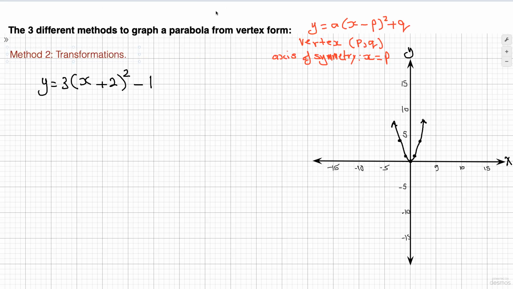So the vertex for this graph here is -2 and -1. So let's go and plot it. So -2 and -1 is right here. Okay.